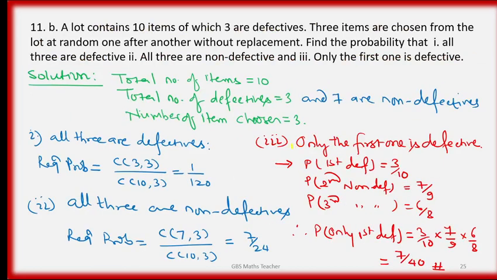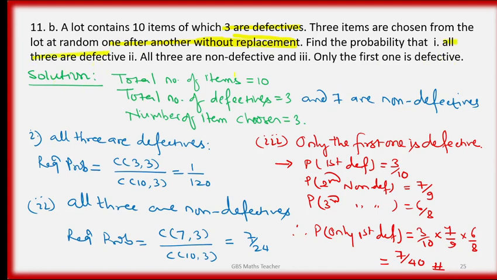Now I have the last questions of this chapter, probability. The second last question is this: a lot contains 10 items, 3 are defective, and items are chosen one after another without replacement, that I have highlighted here, without replacement. If replaced, the number remains the same, but here it is without replacement. Find the probability all 3 are defective.